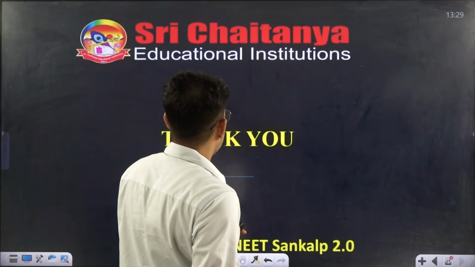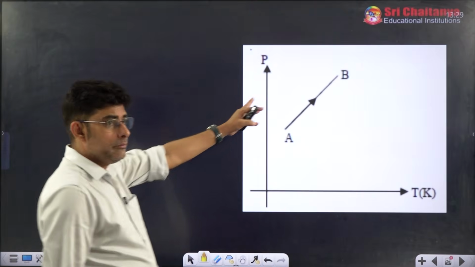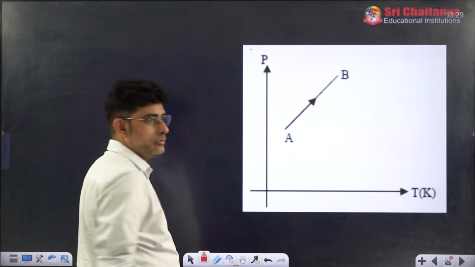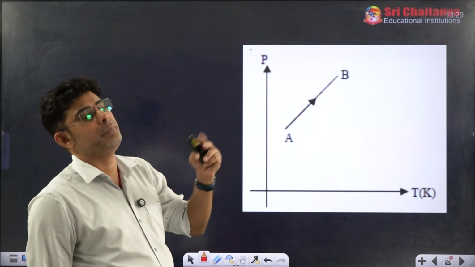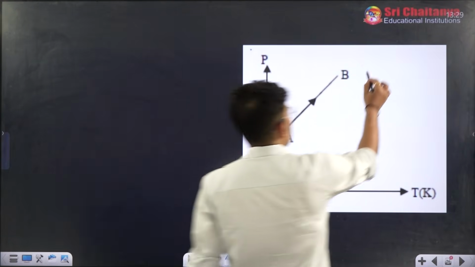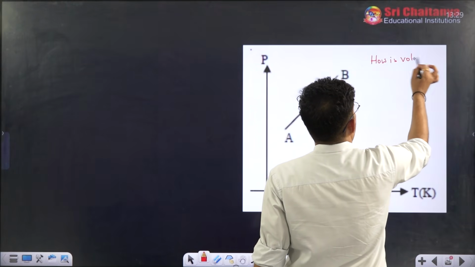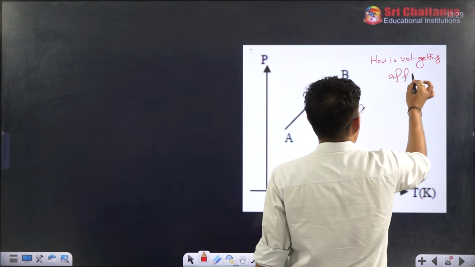I think this is the last question. Okay, one last question again. Here there is a great chance of committing an error, which we have to avoid. PT graph is a straight line. So what do students think when the PT graph is a straight line? Question is, how is volume getting affected for the gas?